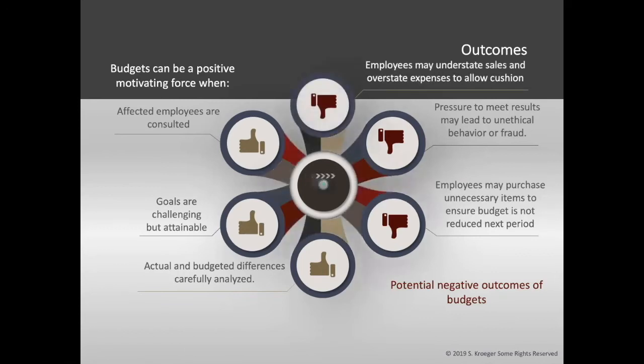Employees or managers who are consulted on their goals may understate sales and overstate expenses to allow for a cushion. For example, if a manager thinks they can sell 200 printers per month at their store, they might say they can sell only 150 printers. This way, when or if they sell those 200, it looks like they have exceeded their goal, which can lead to bonuses. I have another short video on how this happened at Wells Fargo.